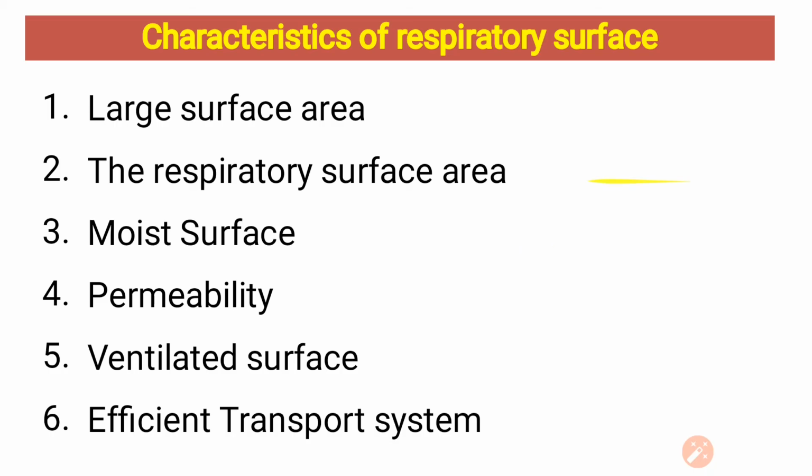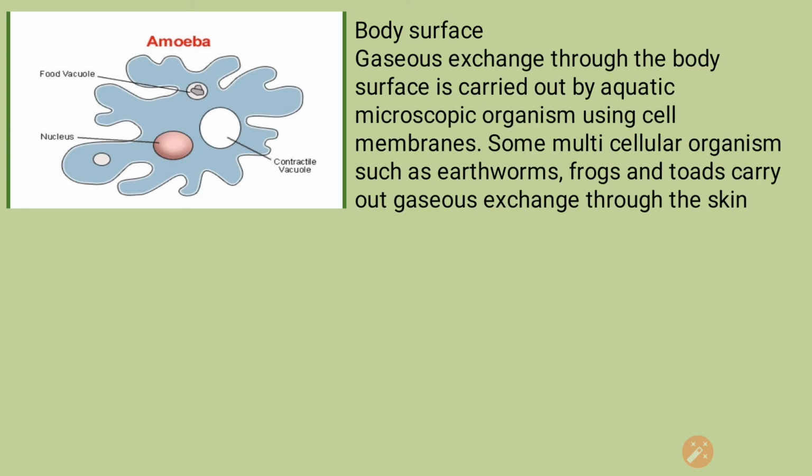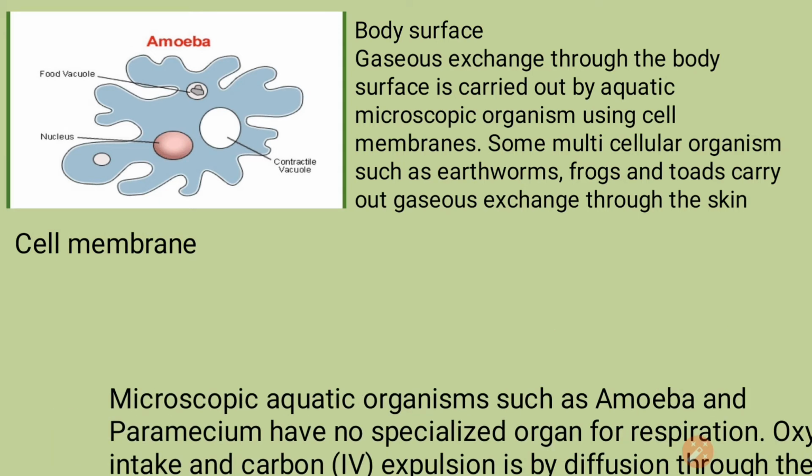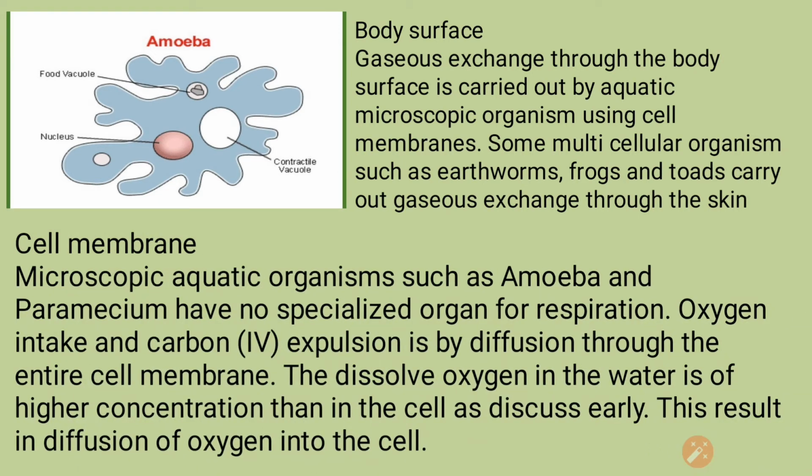Amoeba respire through the body surface. Gaseous exchange through the body surface is carried out by aquatic microscopic organisms using the cell membrane. Some multicellular organisms, such as the earthworm, frogs, and toads, carry out gaseous exchange through the skin. But in the case of the amoeba, it diffuses through the cell.